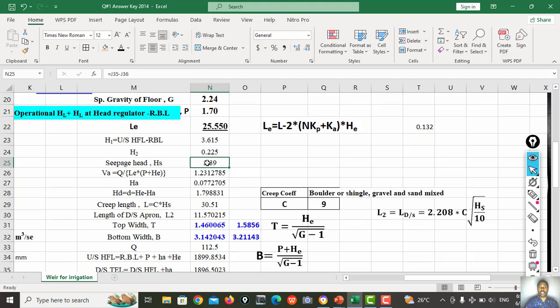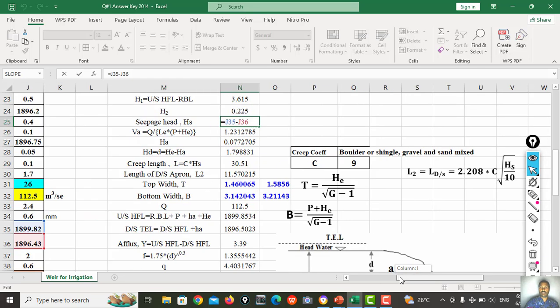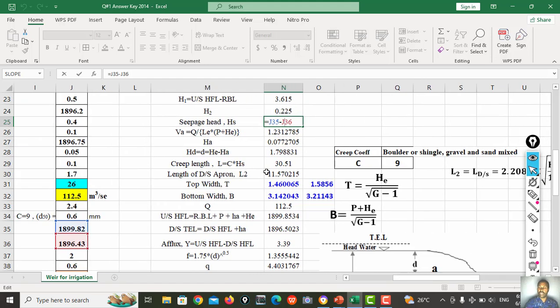Then the seepage head will be H1 minus H2. This is the seepage head, H1 minus H2, or just upstream HFL minus this one. You subtract, then you get this one.